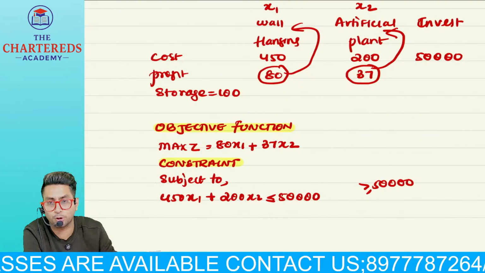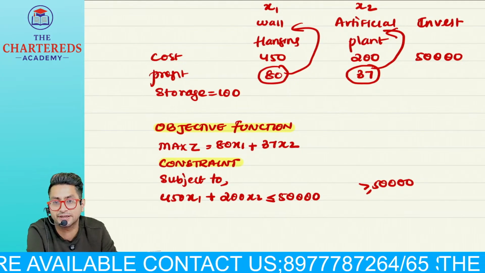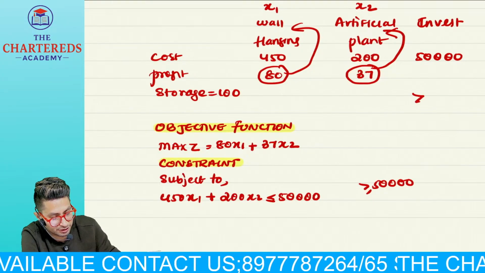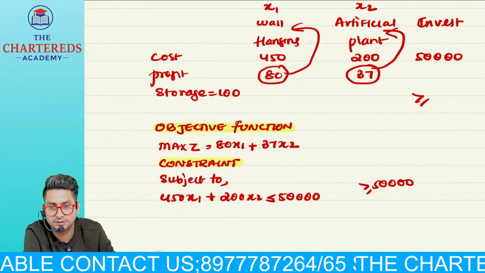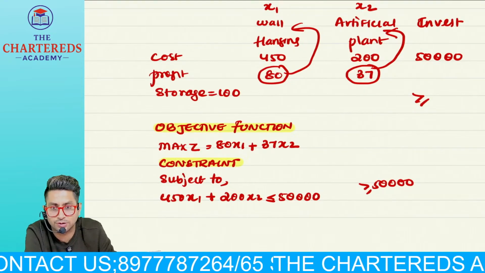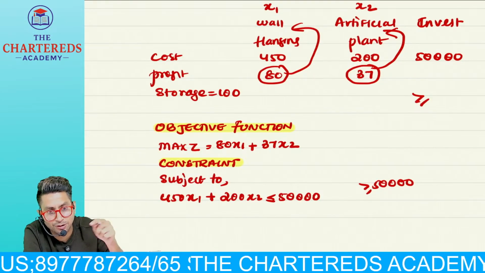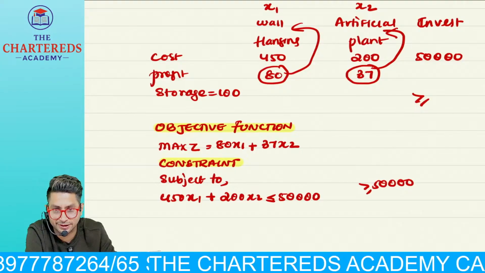Due to some problem, not your mistake. Due to the question itself, you may get it like this. In maximization, you may get a greater than symbol. That is because of your mistake or the question. Then what to do? You have to convert the greater than symbol into less than. How do you convert? Any idea?